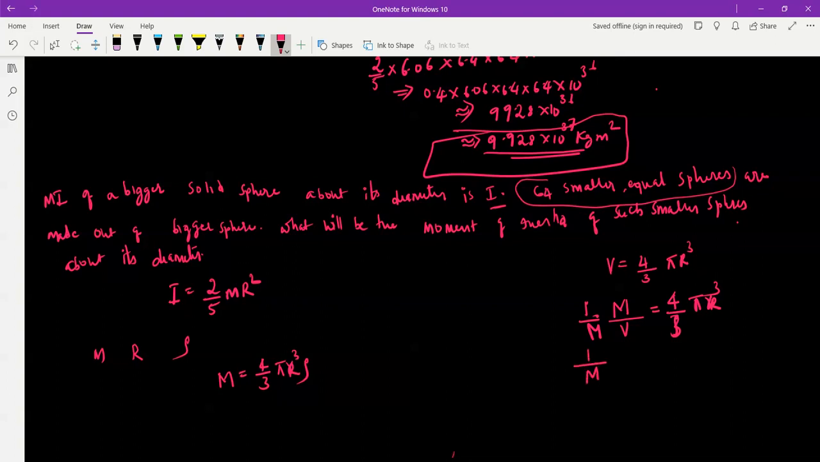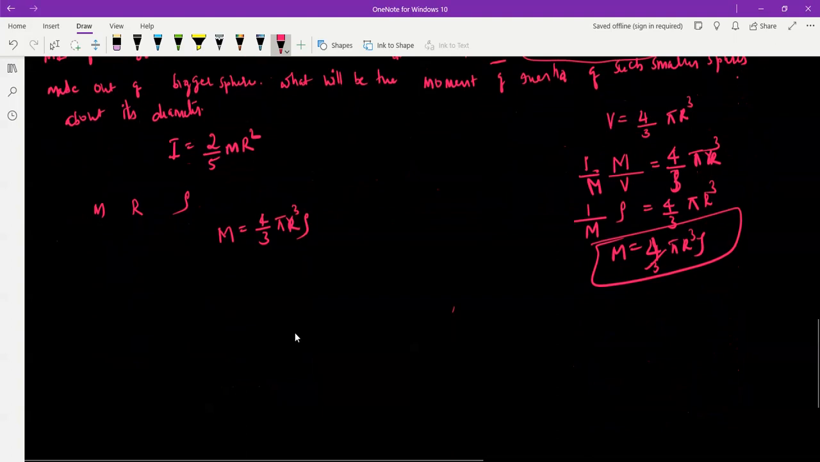So 1 by m is equal to mass by volume is equal to density, 4 by 3 pi r cube. So now, cross multiply, this should come to this side. So now I can just write it, mass is equal to, if you just do that, 4 by 3 pi r cube rho comes. So that's what we have just written here. So mass is equal to 4 by 3 pi r cube rho.